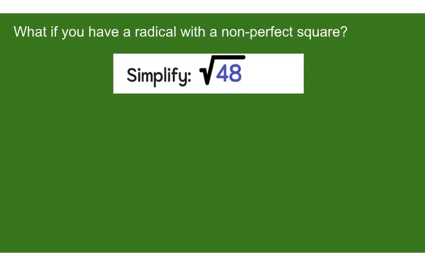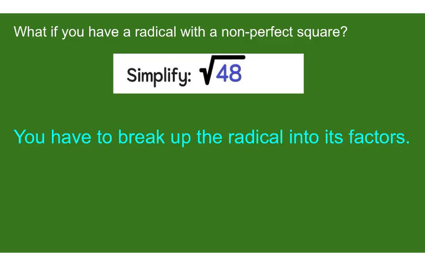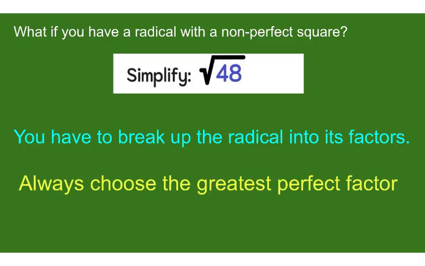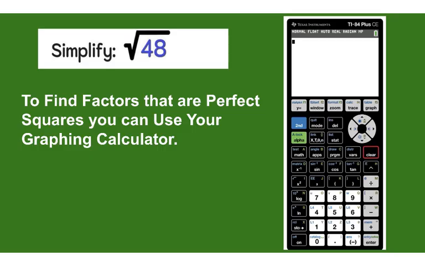If you have a radical with a non-perfect square root? Well, that means you're going to have to break up the radical into its factors. And when you do, always choose the greatest perfect factor. Now, if you know your factors, great. If you don't, worry not. You have a graphing calculator that will find them for you.